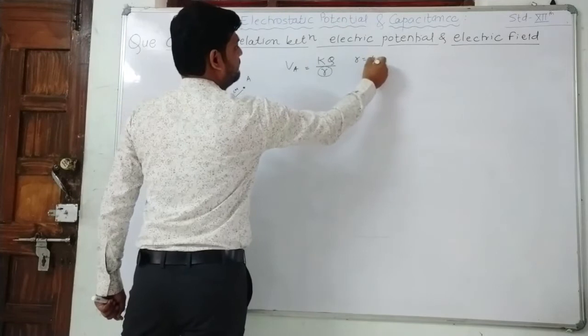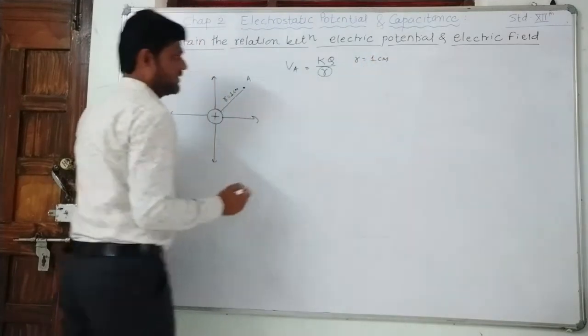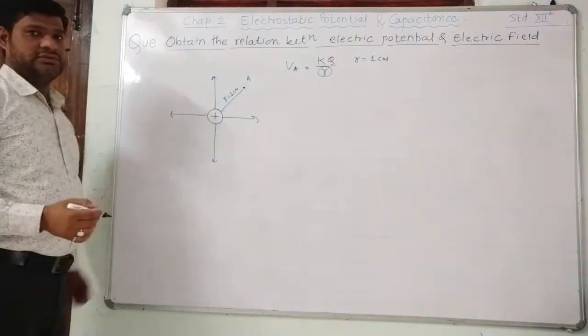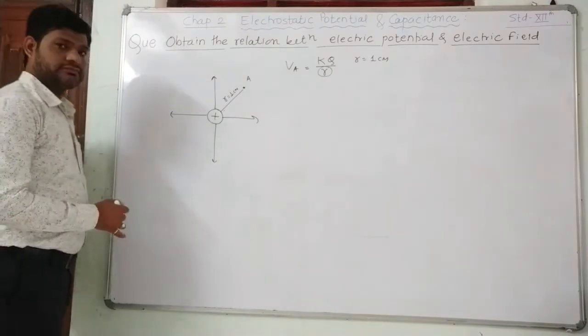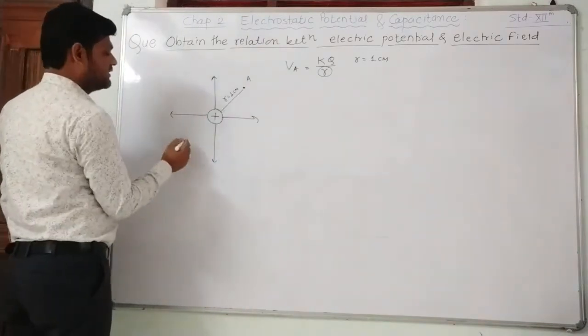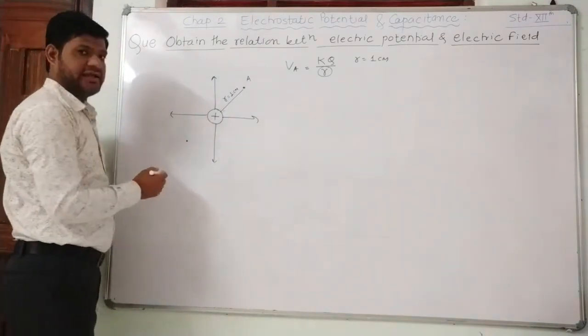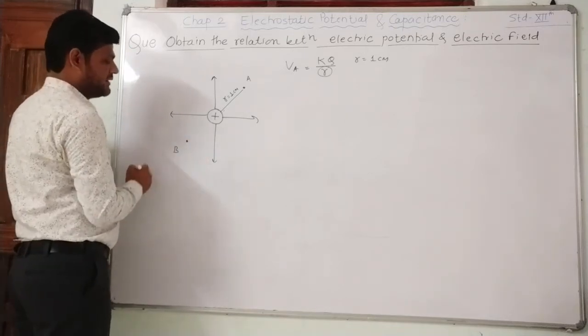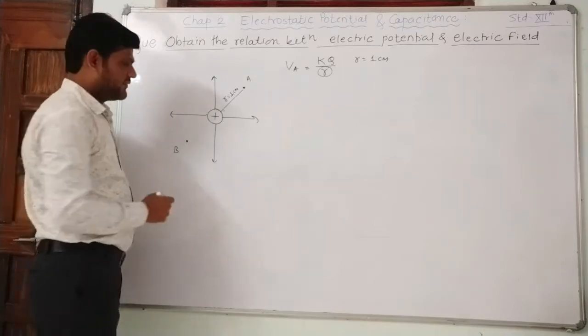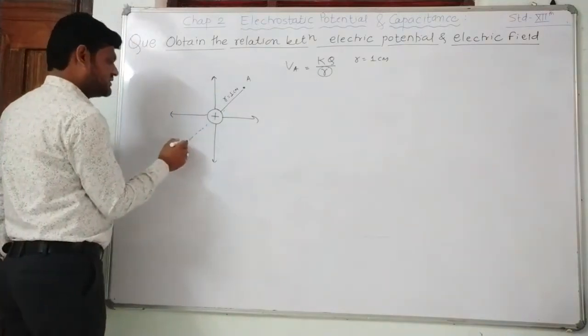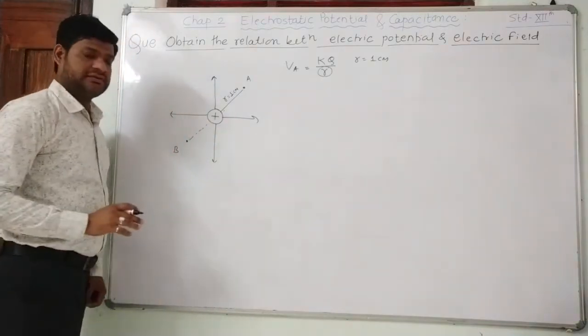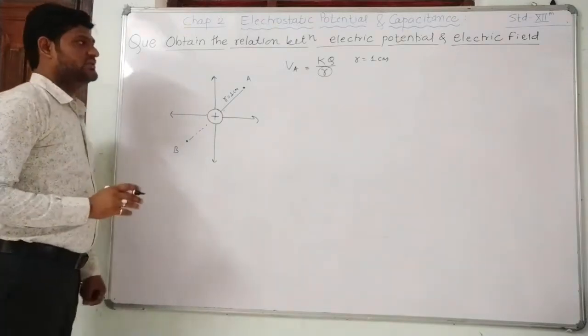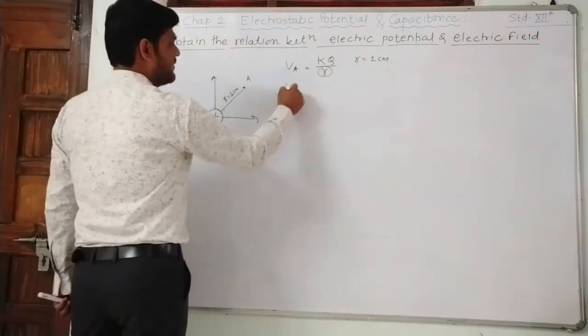R equal to 1 centimeter. Suppose I took another charge on the other side. Suppose we are taking another charge on another side, that is B. The name of the point is B, and it is also at the same distance, R equal to 1 centimeter. What is the potential of that point?